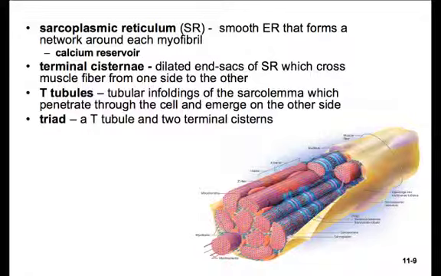The sarcoplasmic reticulum sometimes ends in dilated end sacs. You can see these here at intervals along the myofibrils. These sacs are called terminal cisternae, and they cross the entire muscle fiber. The sarcolemma, or the cell membrane, has tubular infoldings called T-tubules.